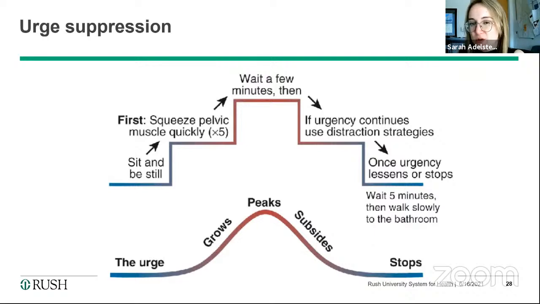So urge suppression means instead of jumping up and running, wait a minute, let the urge settle down. And I'm not talking wait 2 hours, I'm talking wait a couple of minutes. When the bladder is calm, that is the time to go urinate. Other strategies that can help you get through this urge wave are those quick flicks. Remember, you do 1, 2, 3, 4, 5, and then take a little break, and you can do it again. Doing those muscle squeezes sends a signal to your bladder to calm down that urge wave.